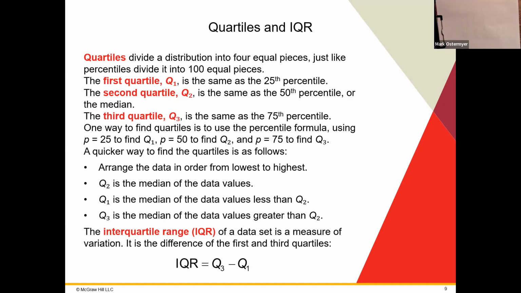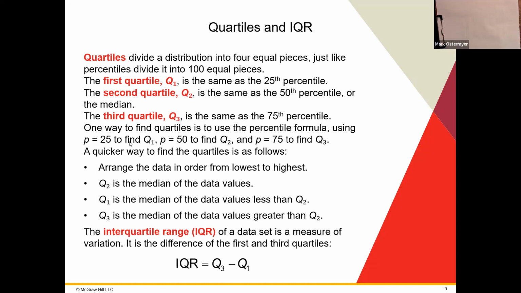The second quartile, Q sub 2, is also known as the 50th percentile of our data set, or it also has another name. It's called the median that we looked at last week. The median, or the middle value of your data set, is the second quartile. The third quartile is the 75th percentile of your data set.